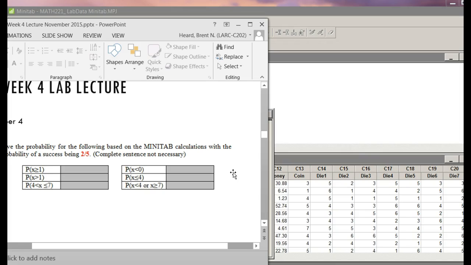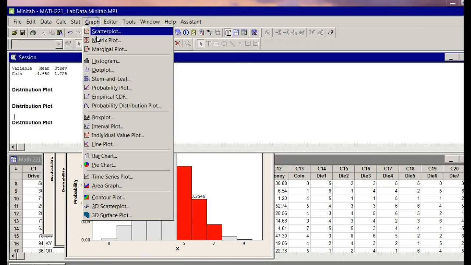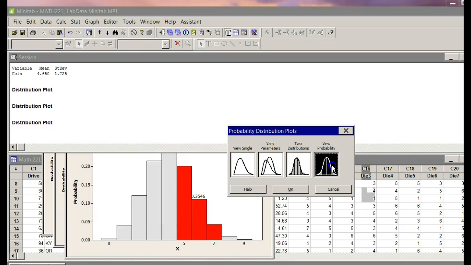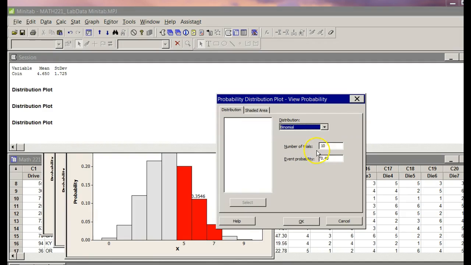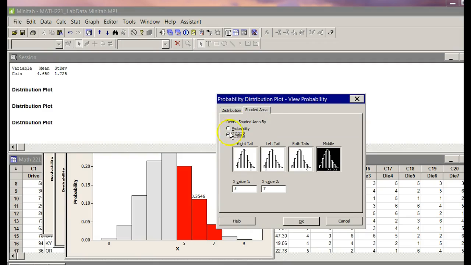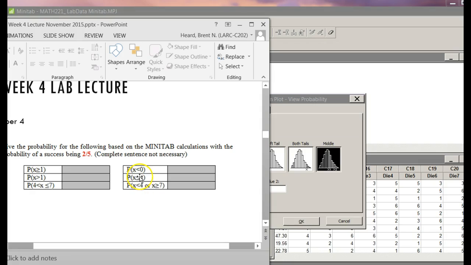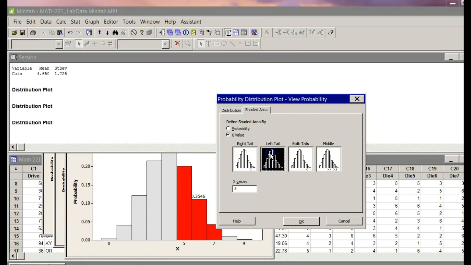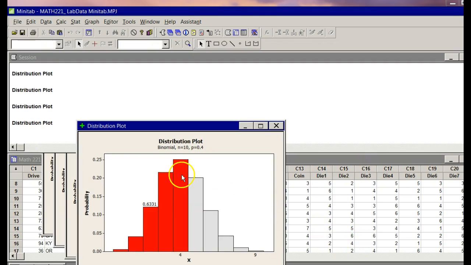Less than or equal to 4. I go up to Graph, Probability Distribution Plot, click View Probability, say OK. My stuff stays the same, my number of trials and event probability. X value, but less than or equal to 4. Think about that being an arrow. It's pointing to the left. So this is going to be a left tail, less than or equal to 4. Put a 4 in there because it includes the 4. Say OK. Boom. 0.6331.